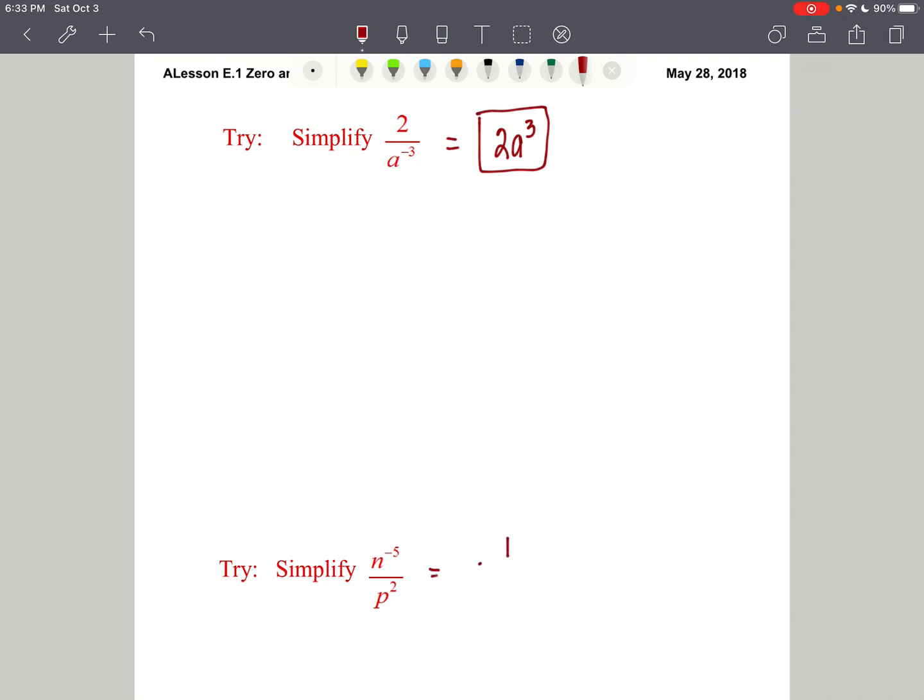And on this one, you got 1 over, I always alphabetize. So I believe it goes A, B, C, D, E, F, G, H, I, J, K, L, M, N, O, P. So n comes first. N to the 5th over p squared.